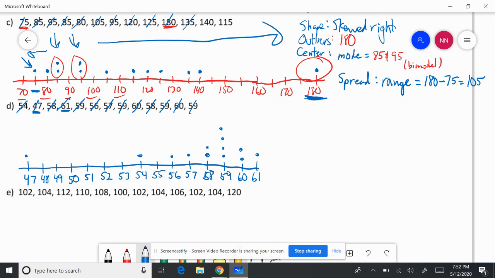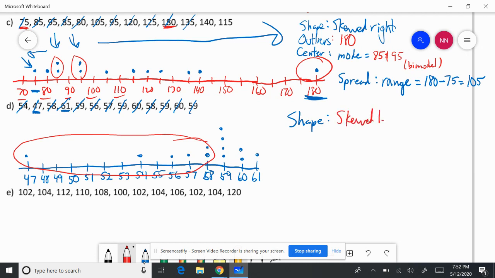First thing that we look at is our shape. When we're talking about our shape, it's what it looks like. We have three main shapes that we focus on: skewed left, skewed right, and symmetric. How we tell is where it's more spread out tells us what our skewness is. It's really spread out on the left-hand side, so that means our shape is skewed left.